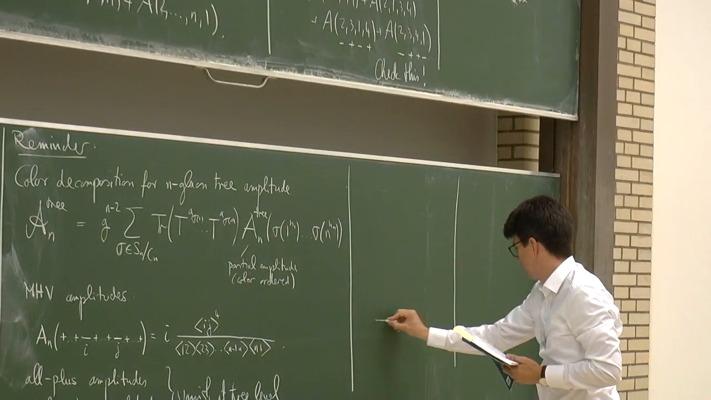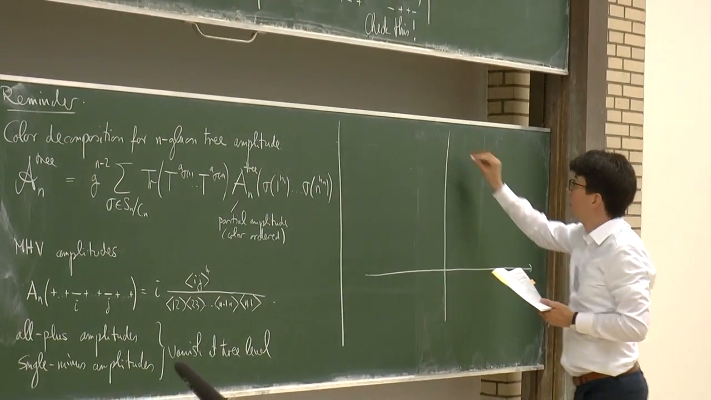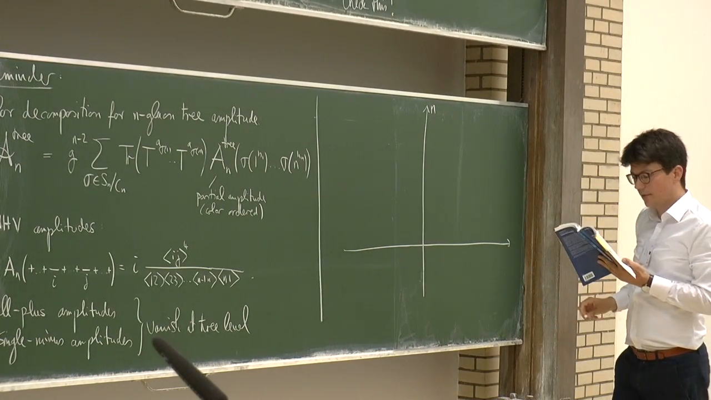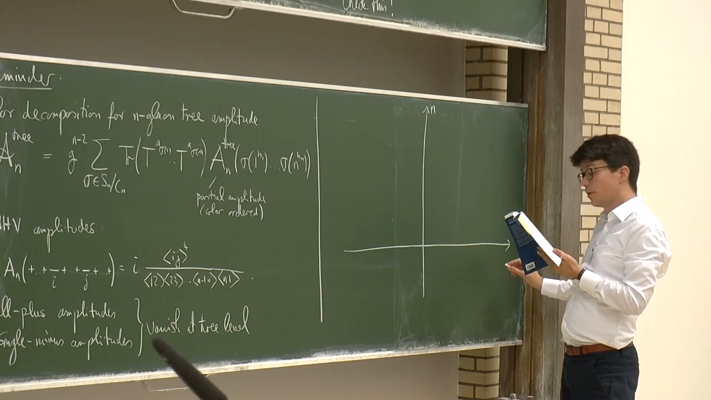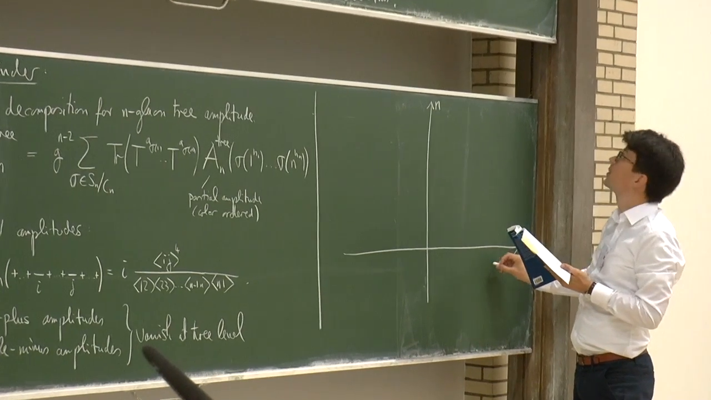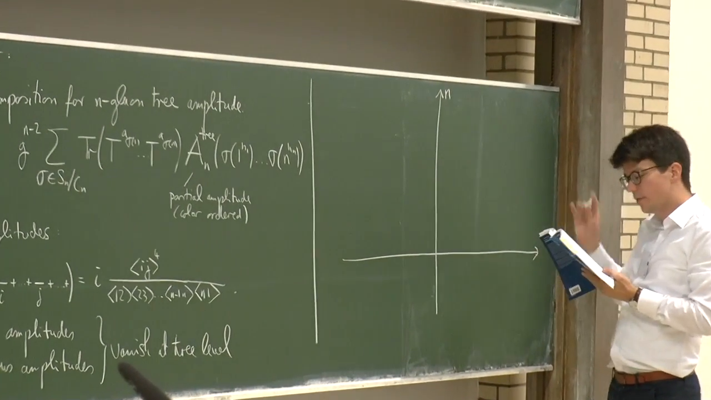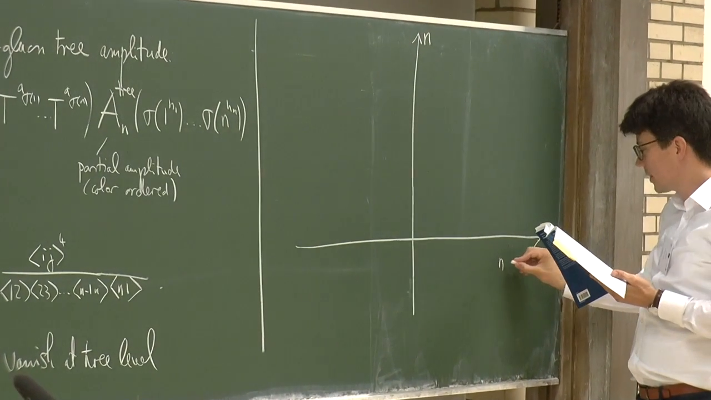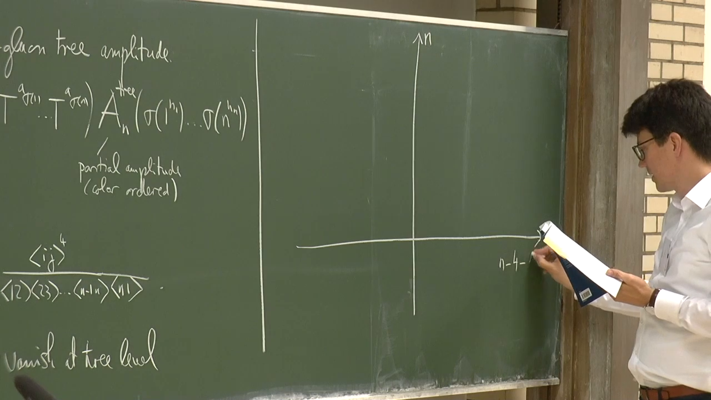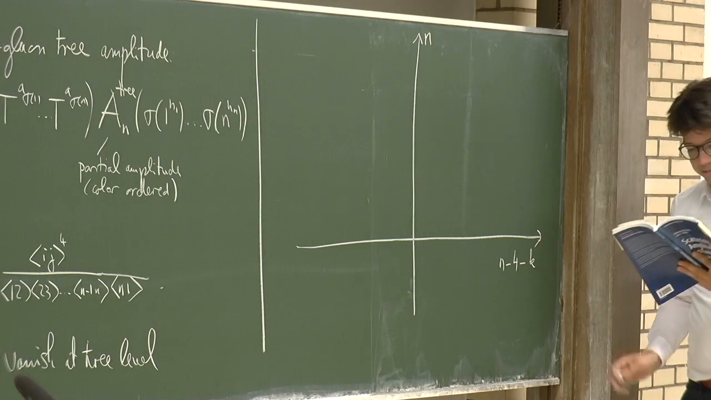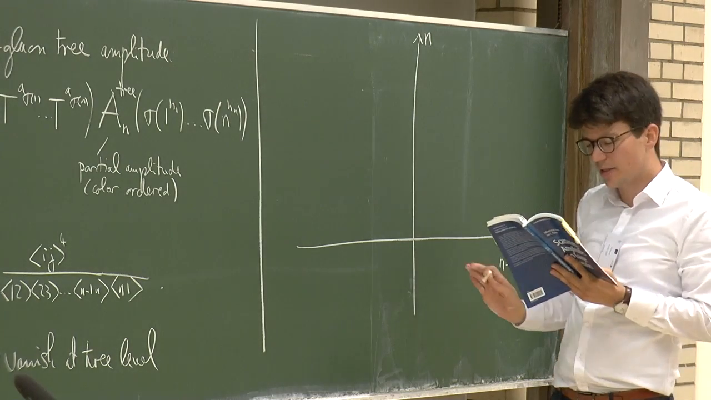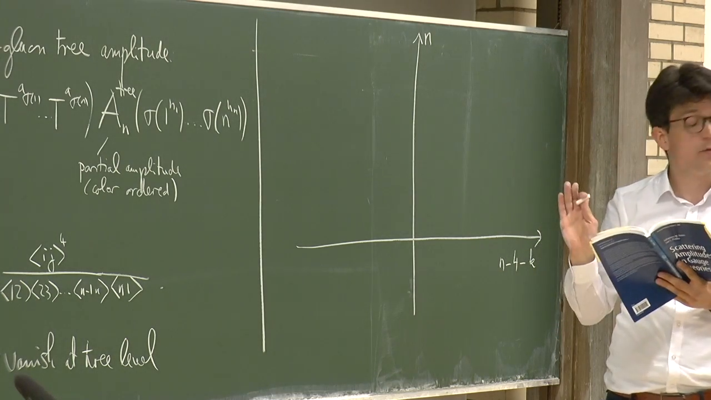So let's do this. I like to have n on the vertical axis, and on the horizontal axis I'll put a combination. We'll see that'll turn out to be nice. Just for aesthetics, we put n minus 4 minus k. No particular reason, but it will make the plots a bit more symmetric.